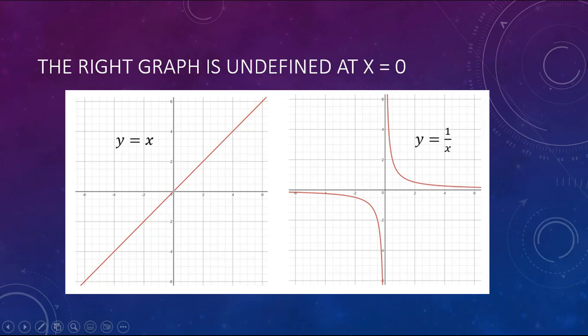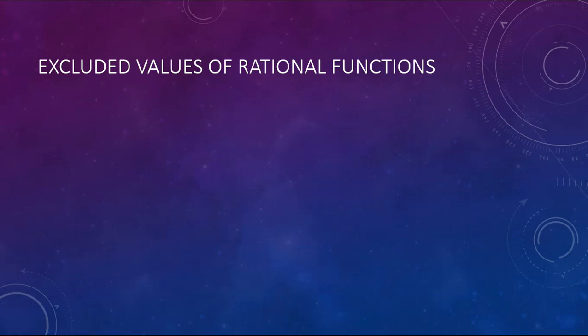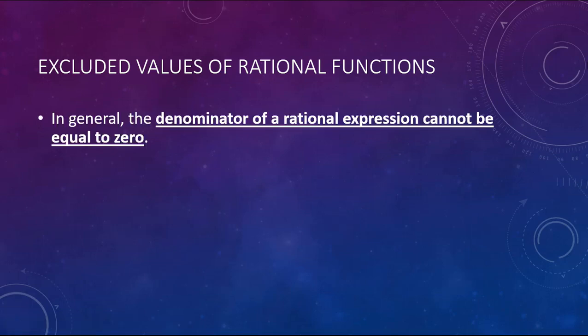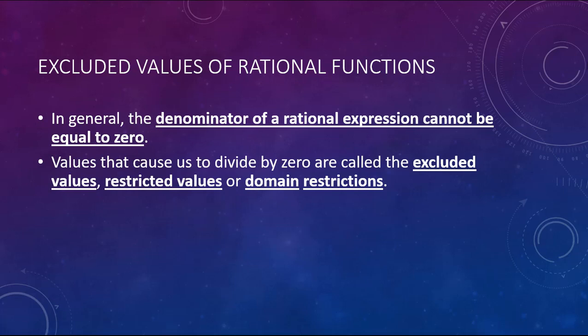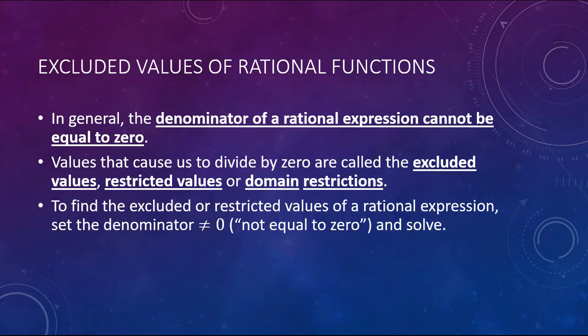So let's keep going. Excluded values of rational functions. In general, the denominator of a rational expression cannot be equal to 0. I feel like I've said this a million times, but that's kind of what we're getting at here. Values that cause us to divide by 0 can be called excluded values or restricted values, or when we get into functions, which we'll do later in this class, you might call them domain restrictions. Remember, domain refers to the set of x values, or your independent variable.